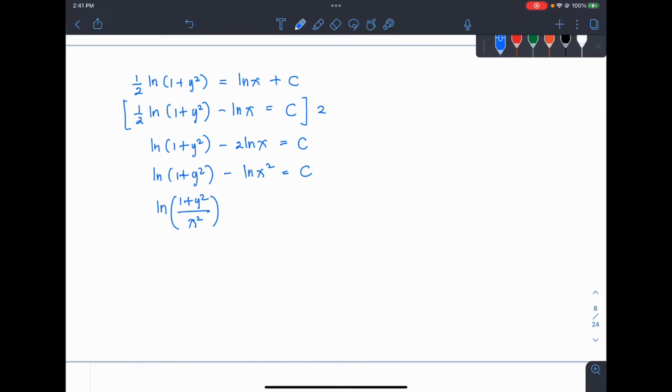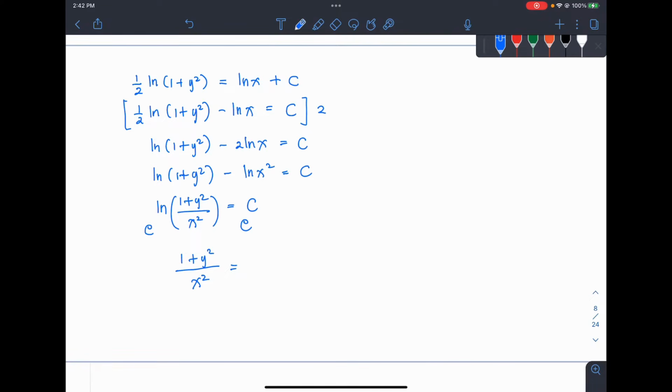So minus will become division, and then it will be equal to c. And then next we exponentiate both sides so as to remove the natural logarithmic function. So e raised to ln will become 1. That will leave us 1 plus y squared all over x squared. Then e raised to c.